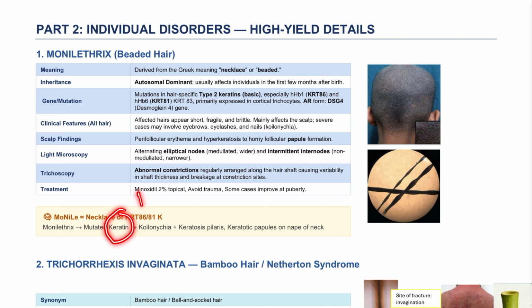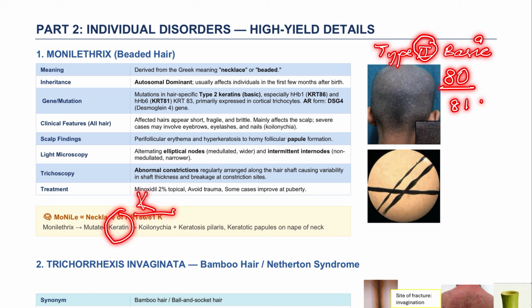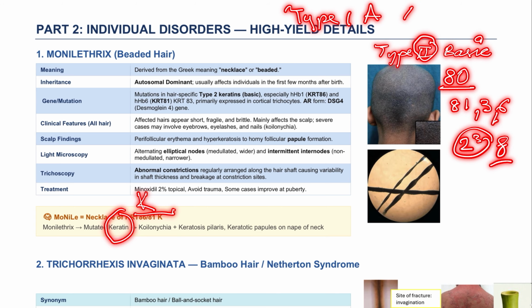So keratin is mutated and we have to remember that type 2 keratins, which are basic, are in the range of 80s. So 81, 83 and 86 are affected. These are basic. So 2 raised to power 3 is in the line of 80s. We remember type 1 keratins or A by 1, 2, 3, 30s line of 30s. So KRT 30s.